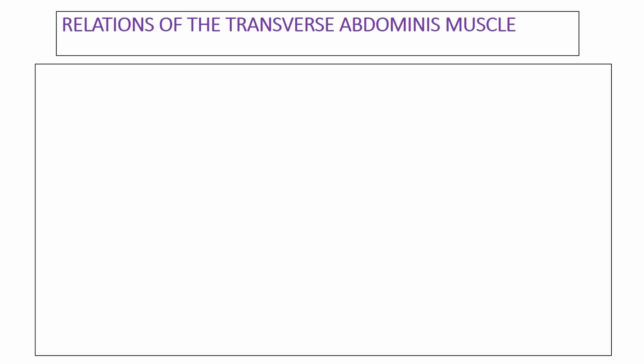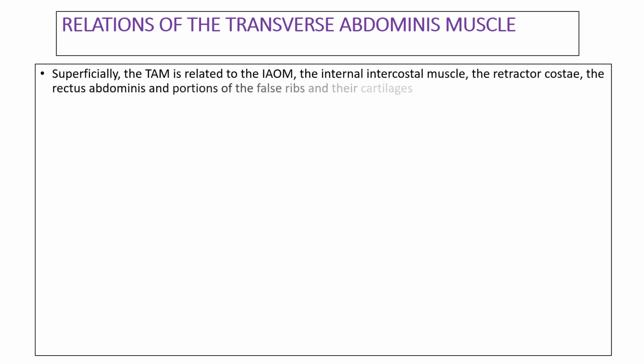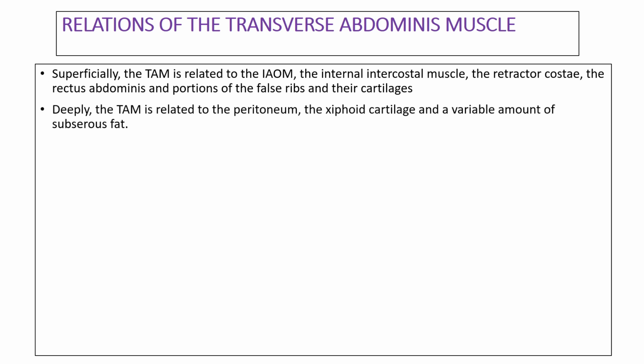So the transverse abdominis muscle has structures related to it both on its superficial side as well as on its deep side. On its superficial side, the transverse abdominis muscle is related to the internal abdominal oblique muscle, the internal intercostal muscle, the retractor costae, the rectus abdominis, and portions of the false ribs and their cartilages. On the deep side, this muscle is related to the peritoneum, the xiphoid cartilage, and a variable amount of subserous fat.